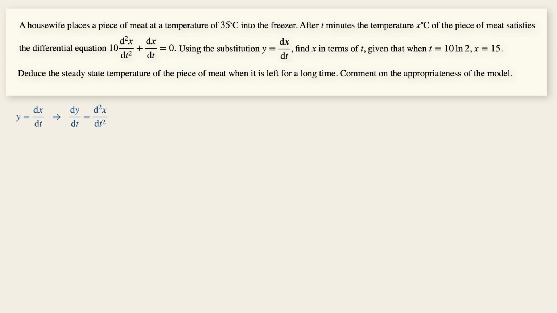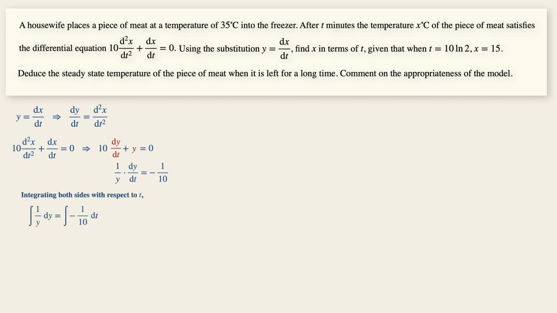Which then brings us to the second step, which is to substitute these terms into the differential equation. As you can observe, the equation now has the variables y and t. Now let's move on to the next step, which is to separate the variables by bringing all the y's on one side and placing all the constants on the right, so that we can integrate both sides with respect to t. Integrating 1 over y gives us ln modulus y, while the right hand side is equal to minus 1 over 10 t plus c, where c is an arbitrary constant.